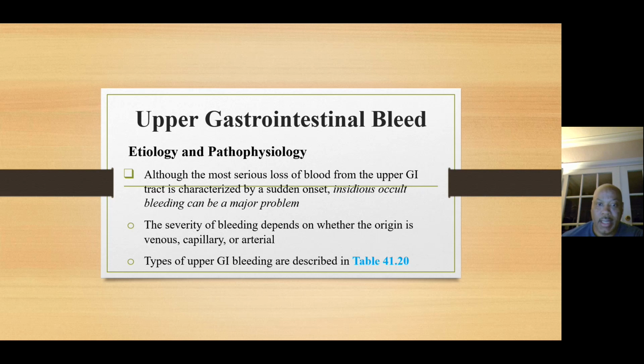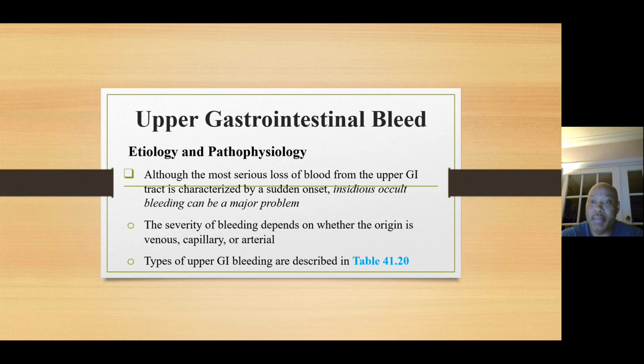All right. Now, take a look at table 41.20 for types of upper GI bleeding when you get an opportunity. Now, bleeding from an arterial source is profuse. All right. And the blood is bright red.